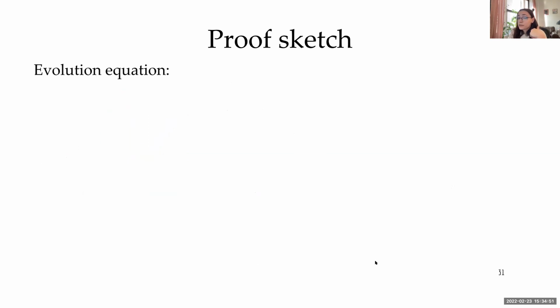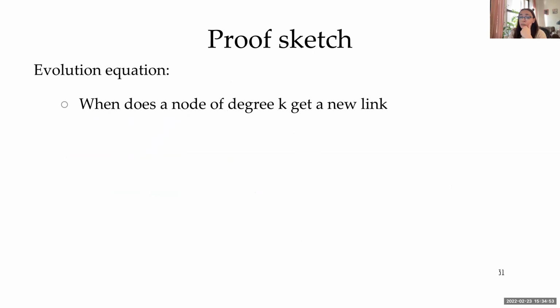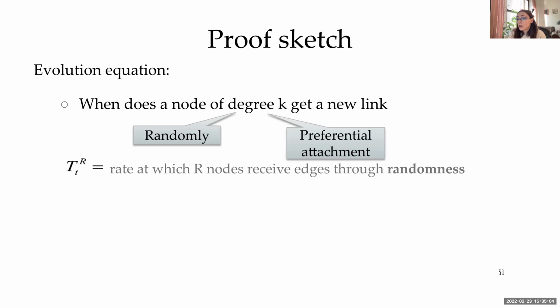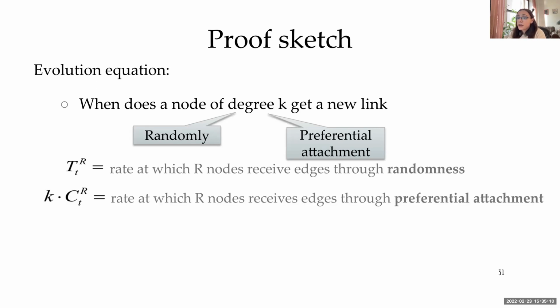What we do with that is look at an evolution equation of when nodes of different degrees get new links. They can get links either randomly or through preferential attachment, right? And then we can define the rate at which red nodes receive edges through randomness, and the rate at which red nodes receive edges through preferential attachment. And this being just like the nodes of degree at least k would receive those edges.